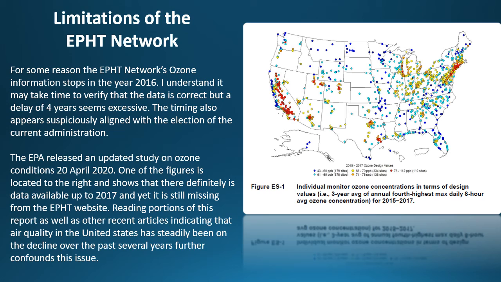The EPA released an updated study on ozone conditions in April of 2020. One of the figures is located to the right and shows that there definitely is data available from up to 2017, and yet it is still missing from the EPHT website. Reading portions of this report, as well as other recent articles, indicate that air quality in the United States has steadily been on the decline over the past several years, which further confounds this issue.